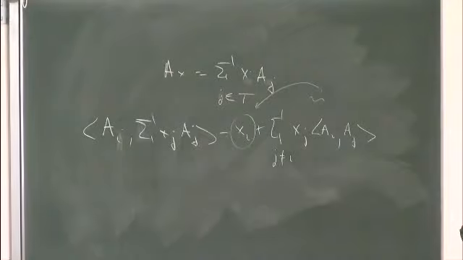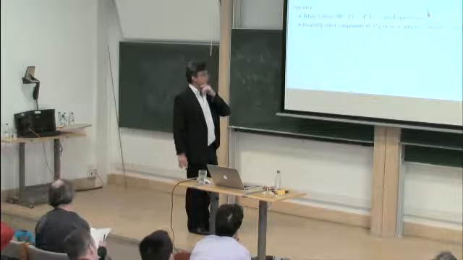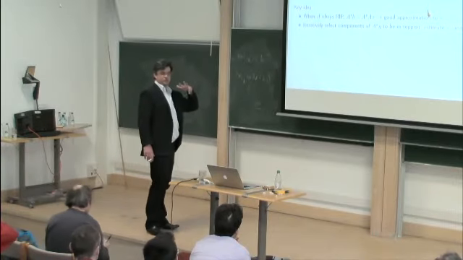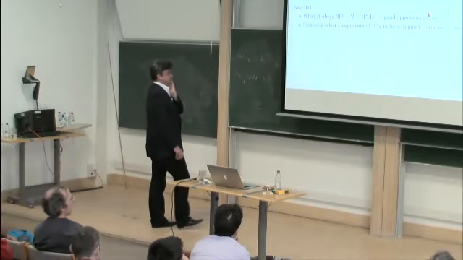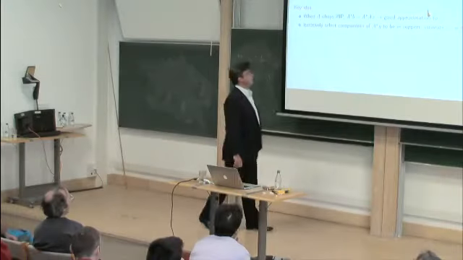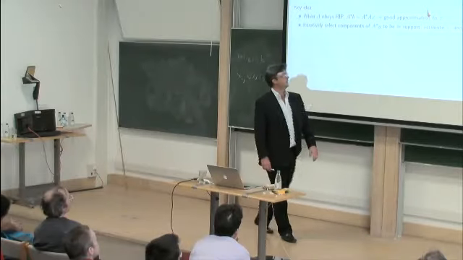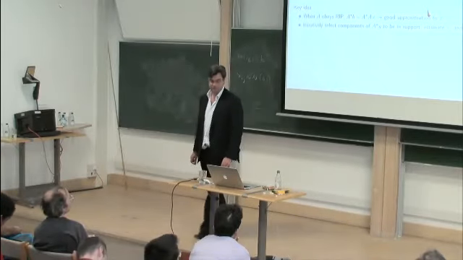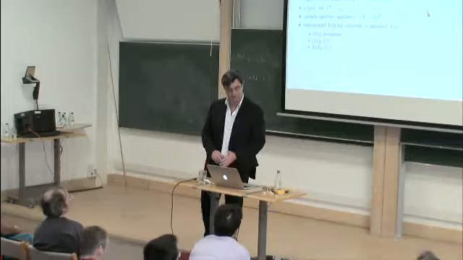Okay, so when A obeys the restricted isometry property, A star B should reveal a bit about the support of X, because the large coefficients are likely to be in the support of X, and maybe I can use these things. And so what CoSaMP is doing is iteratively selecting components of A star Y to be in the support, estimating those coefficients, and then pruning.